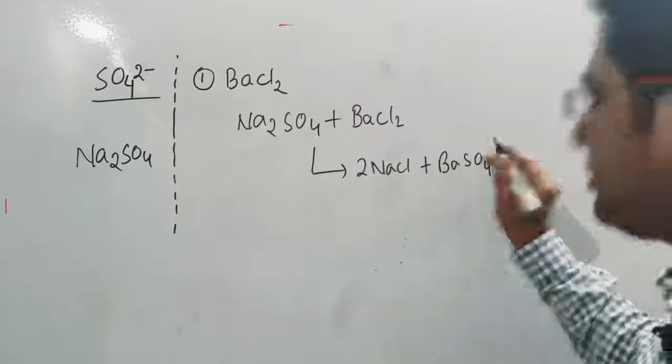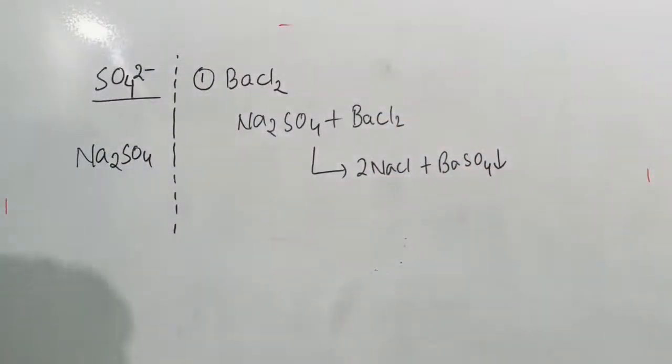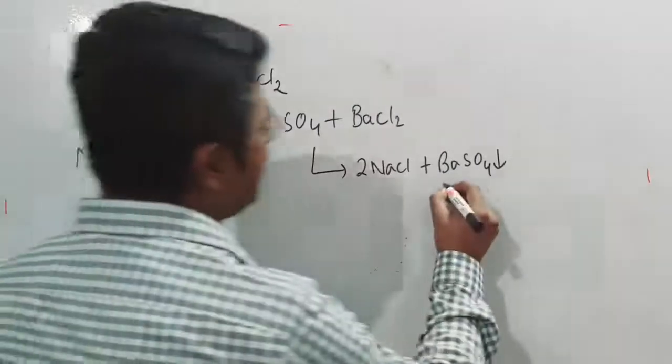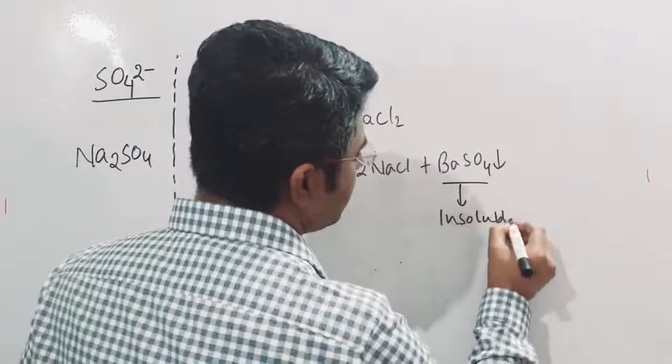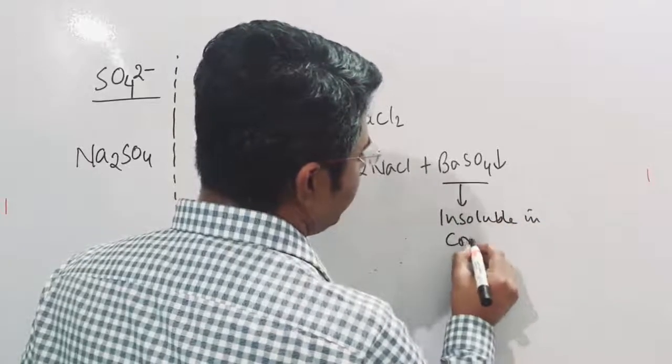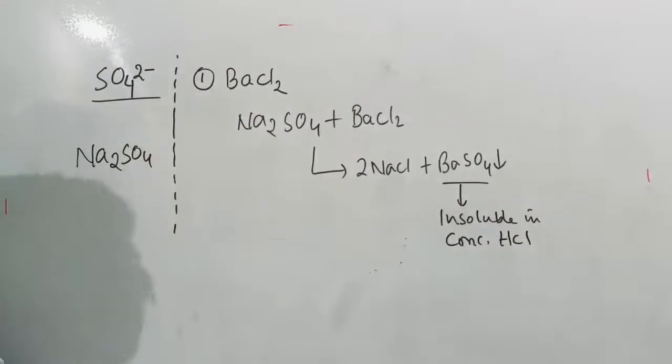Now, this BaSO4 will give you a white precipitate. This BaSO4 will give you a white precipitate. This is insoluble even in concentrated HCl. Even if you add concentrated HCl, it is insoluble. Okay?